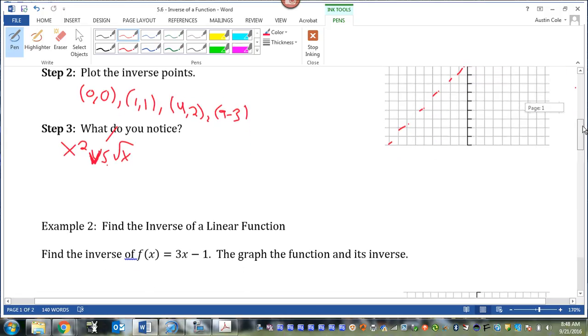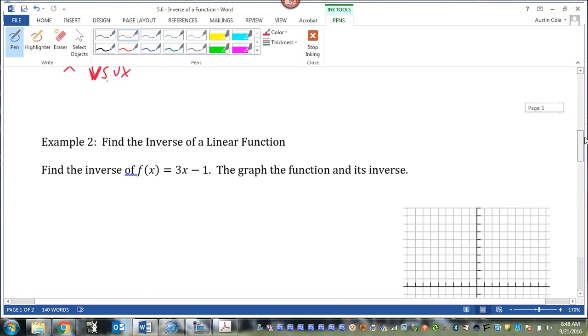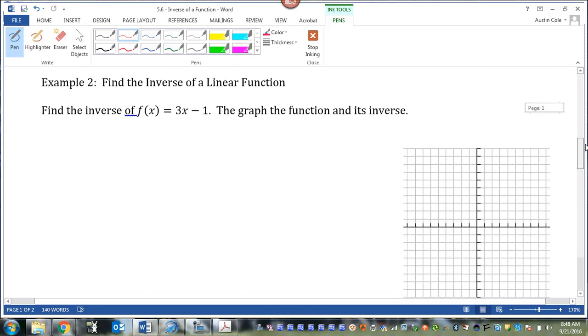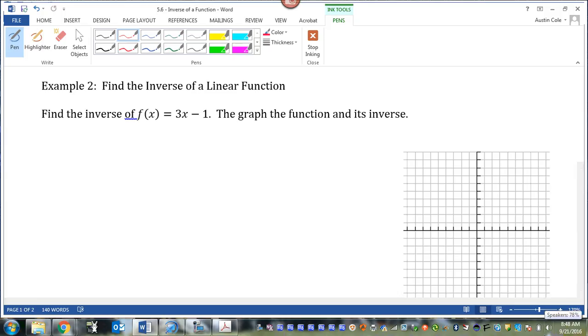Now most of the time we won't do points and graphs. So what do you do? Okay. So you're finding the inverse of f of x equals 3x minus 1.